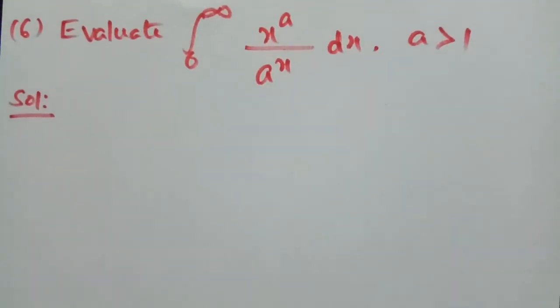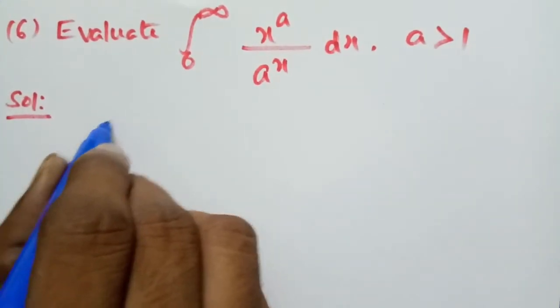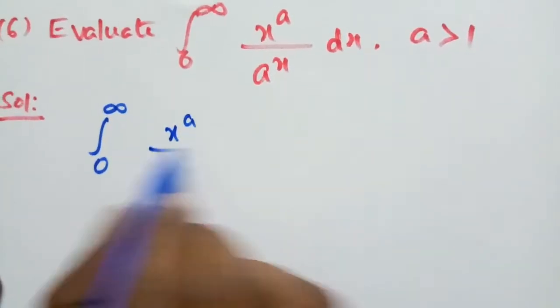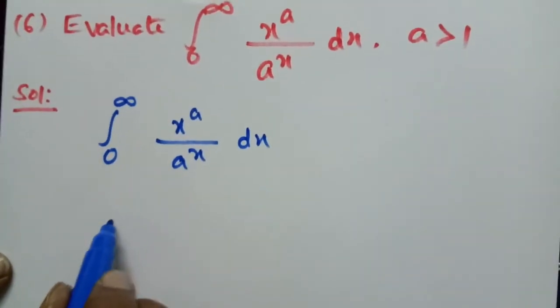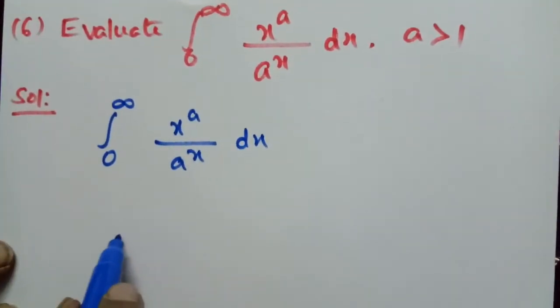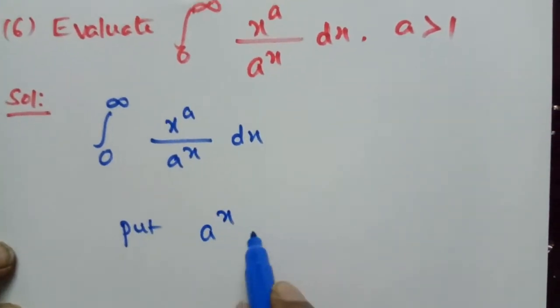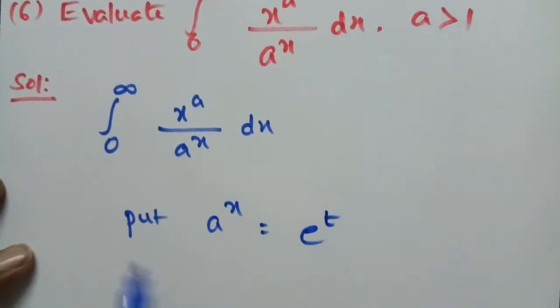Solution. To evaluate this integral from 0 to infinity of x power a by a power x dx, we integrate by substitution. Put a power x is equal to e power t.